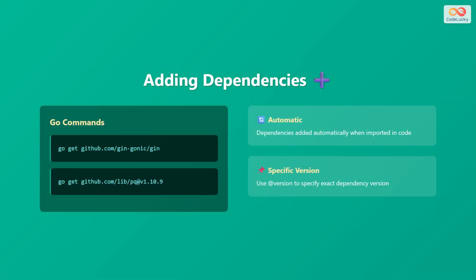You can add dependencies to your Go project using the go get command. For instance, go get github.com/gin-gonic/gin adds the Gin web framework as a dependency. Dependencies are also added automatically when you import them in your code. To specify a particular version, use @version. For example, go get github.com/lib/pq@v1.10.9 adds the lib/pq library, version 1.10.9. This makes sure that you are working on the required version of the project.